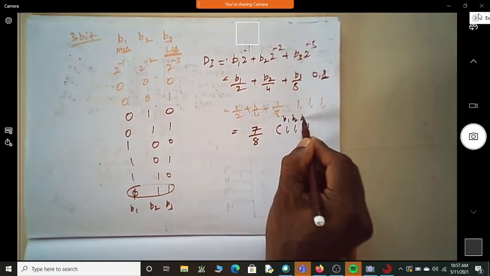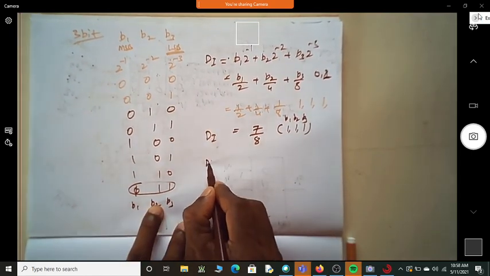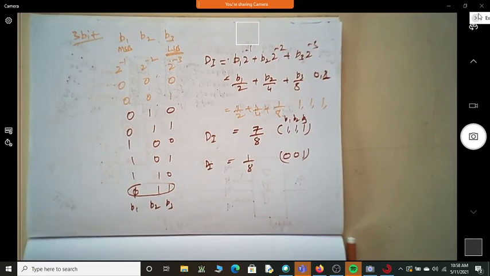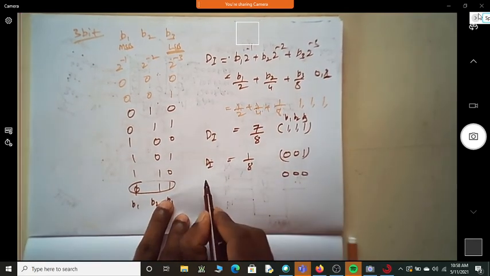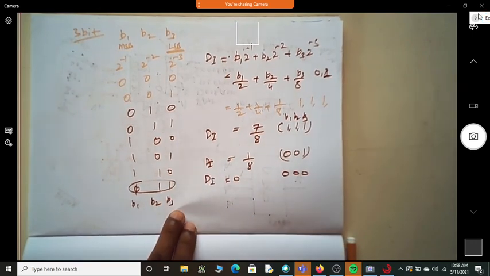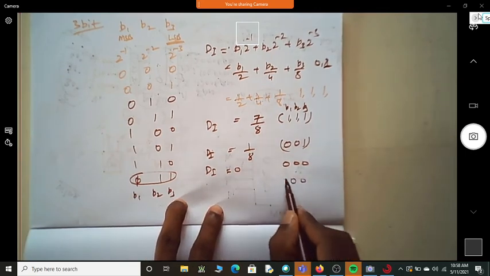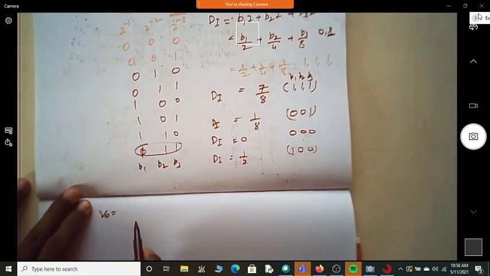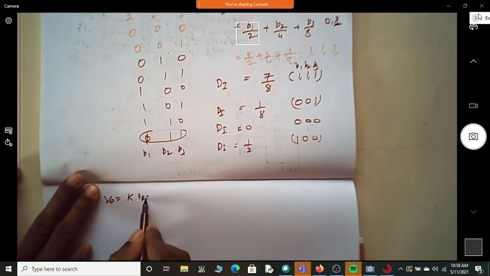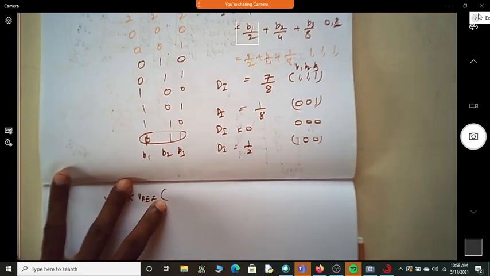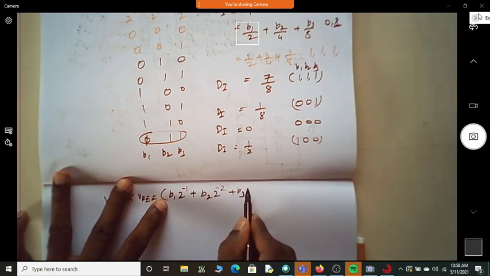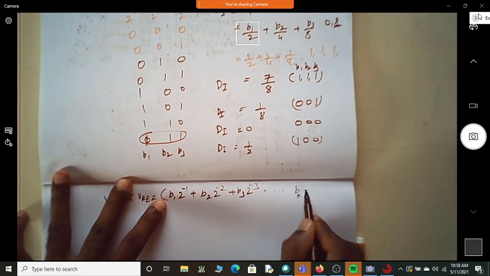So this is B1, B2, B3, and this is your DI. What is your DI if it is 0, 0, 1? It is 1 by 8. When it is 0, 0, 0, it is 0. If it is 1, 0, 0, it is half. Meaning the output voltage V0 is K times Vref multiplied by B1 2 power minus 1 plus B2 2 power minus 2 plus B3 2 power minus 3, and so on up to Bn 2 power minus n.